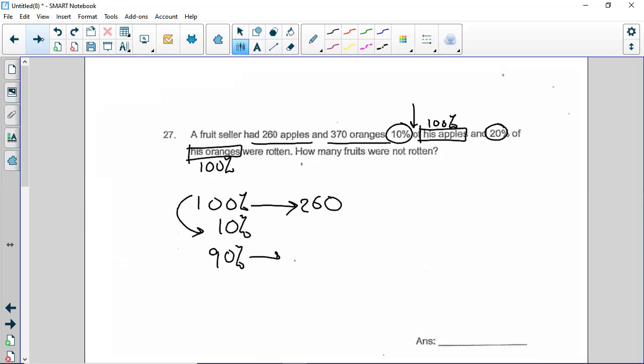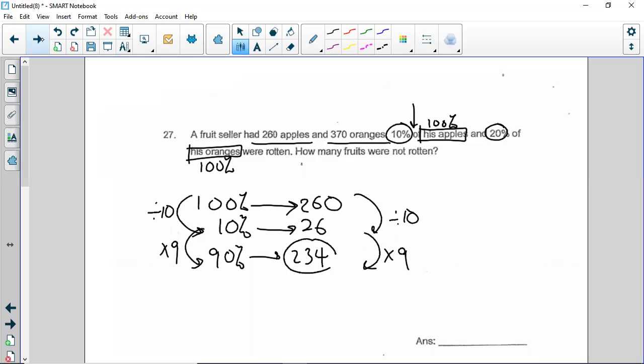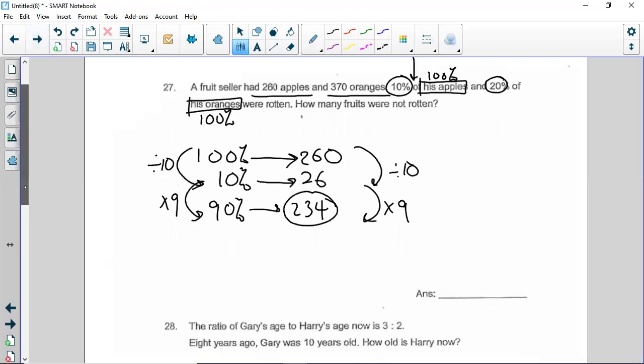Instead of finding 1% is how many, I can divide by 10 to get 10%. Then later I jump again, I times 9. Then the other side, I also follow. Divide by 10 and I will get 26. And then later I jump, I times 9. So what is 26 times 9? So 26 times 9 will be 234. So I got 234 apples not rotten. Okay, that's a shortcut.